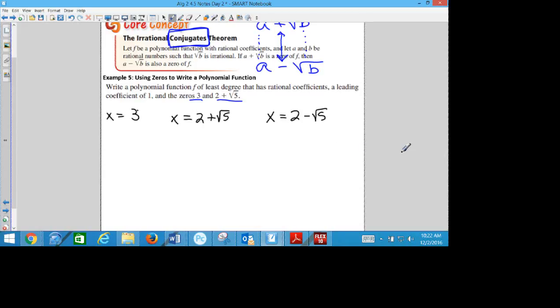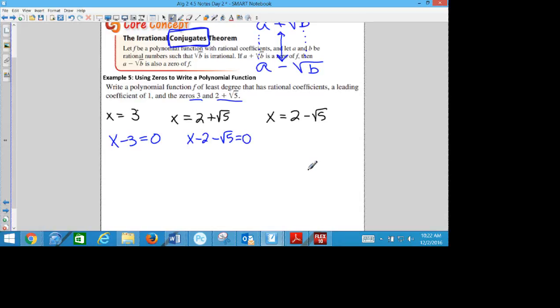So after we set them equal to x, then what do we do? Set them equal to 0. So now I have x minus 3 equals 0. My second one is going to be x minus 2 minus square root 5 equals 0.